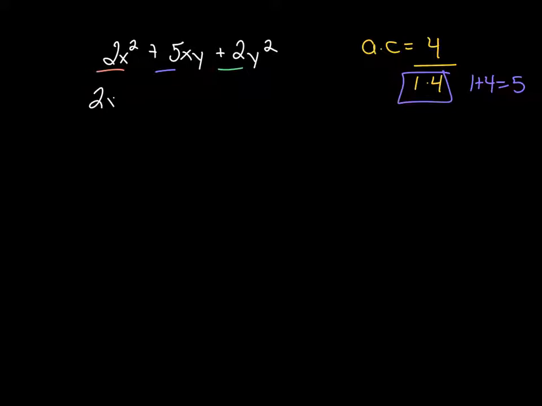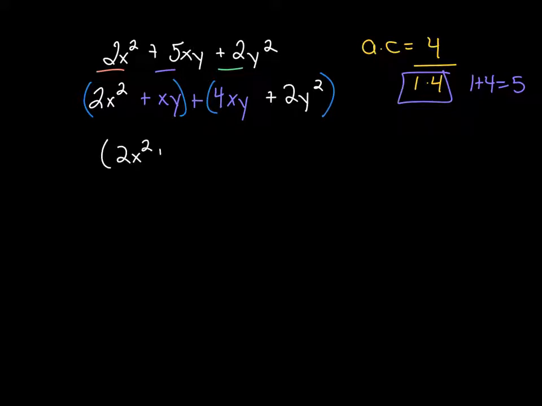So we have 2x squared instead of 5xy. We'll split it into xy plus 4xy. And then we'll keep the plus 2y squared. And then group them together. For your first group, you have 2x squared plus xy. Our common factor is x.